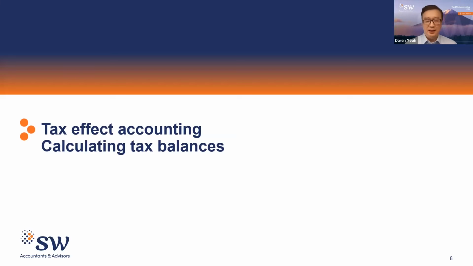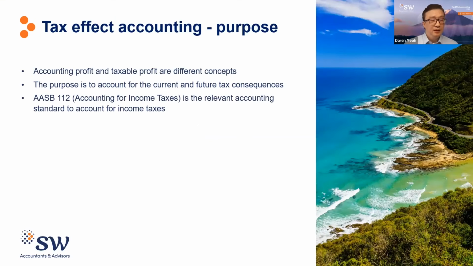So we'll now look at the tax effect accounting concepts. Accounting profit and taxable income are two different amounts, and you need to account for the current and future tax consequences of tax in your financial statements. The relevant accounting standard to refer to is AASB 112, and it is a useful standard to refer to if you have any tax effect accounting issues.